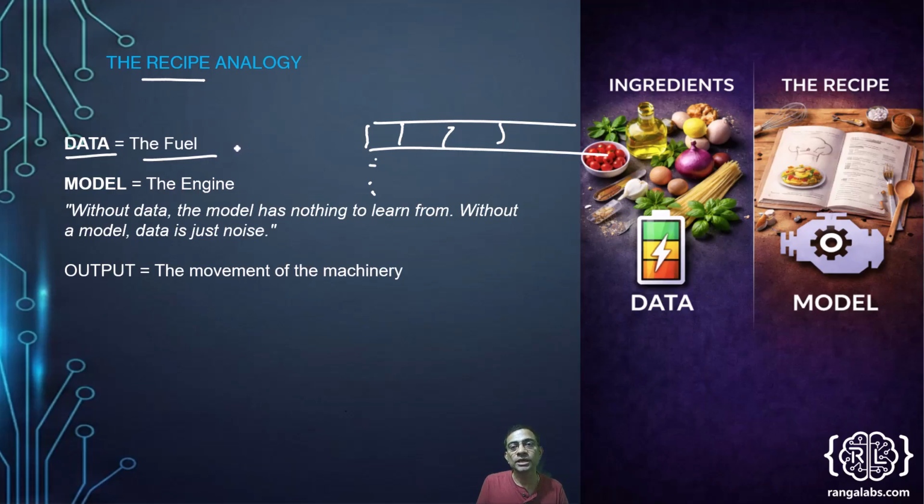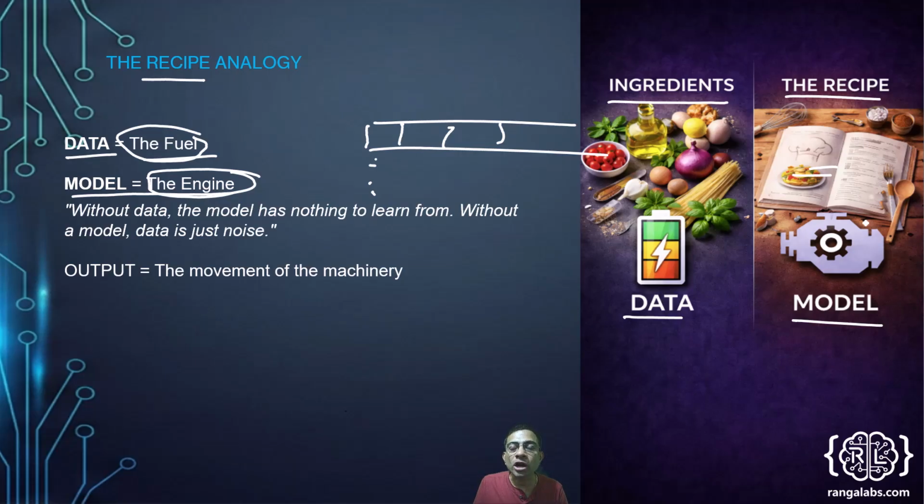The next step is the model. It is the engine. The data is the fuel and the model is the engine who is going to operate. Or we can also say the model is like the recipe. If data is the ingredient, the model is the recipe. If data is the fuel, then model is the engine. The recipe gives what we should do with the data. It is as simple as that. If we get the data, what we should do with the data, that's what the model tells you for giving you the output. Without data, the model has nothing to learn from.